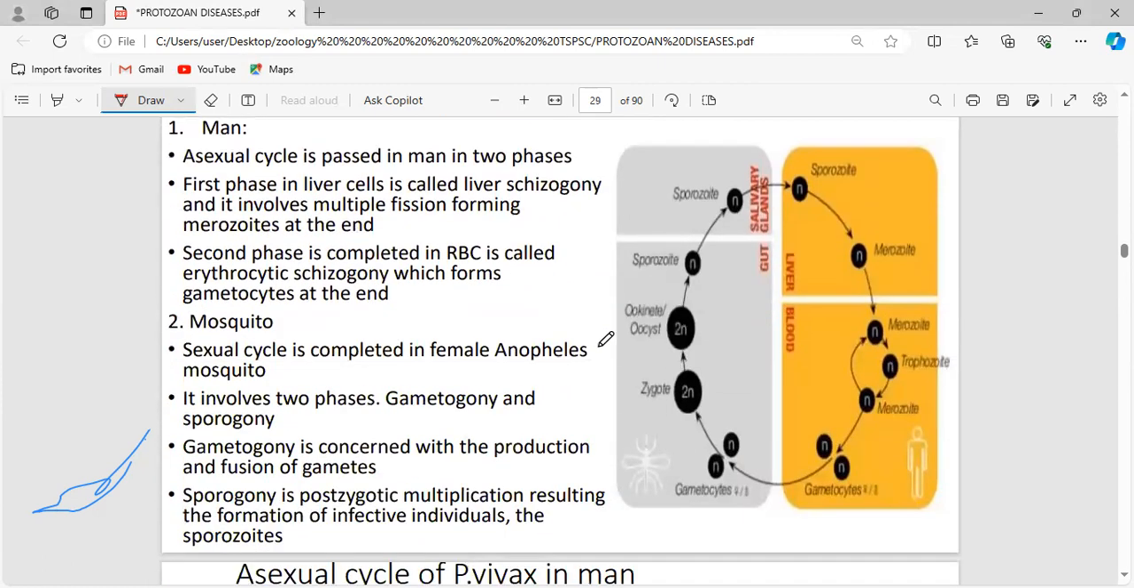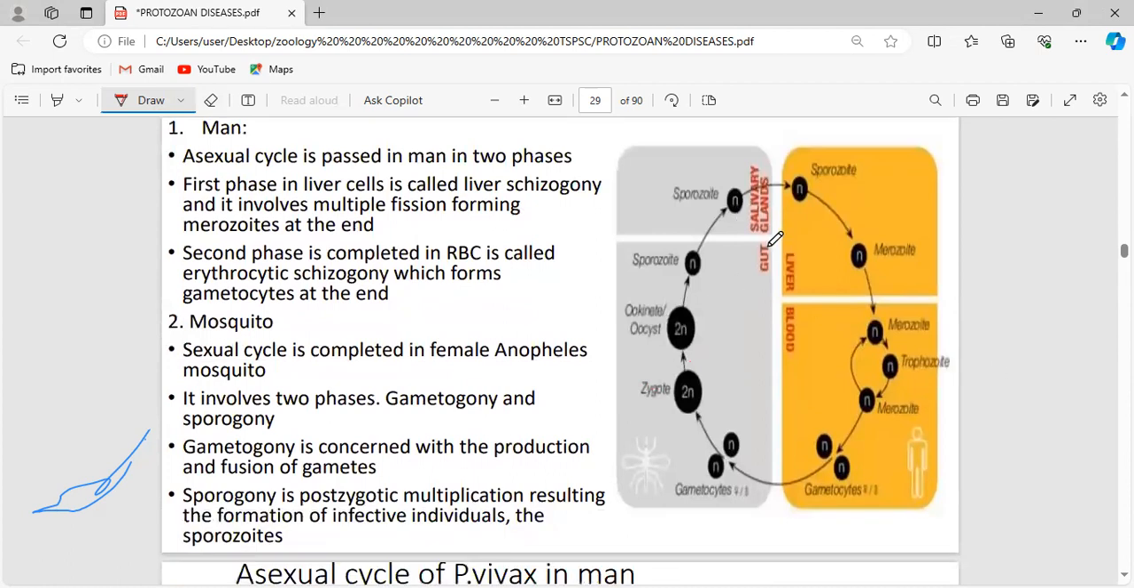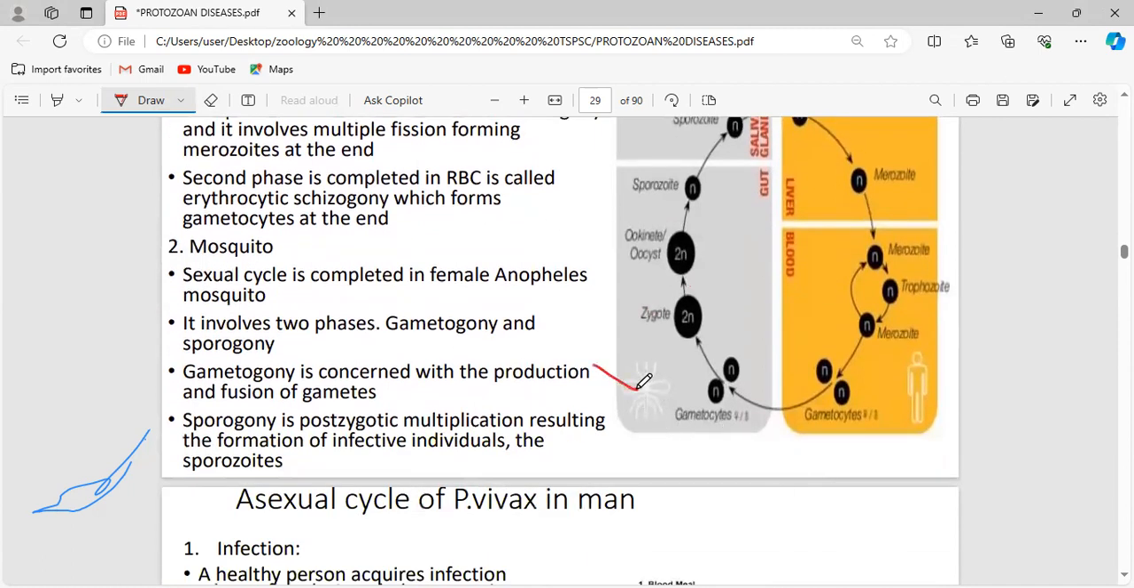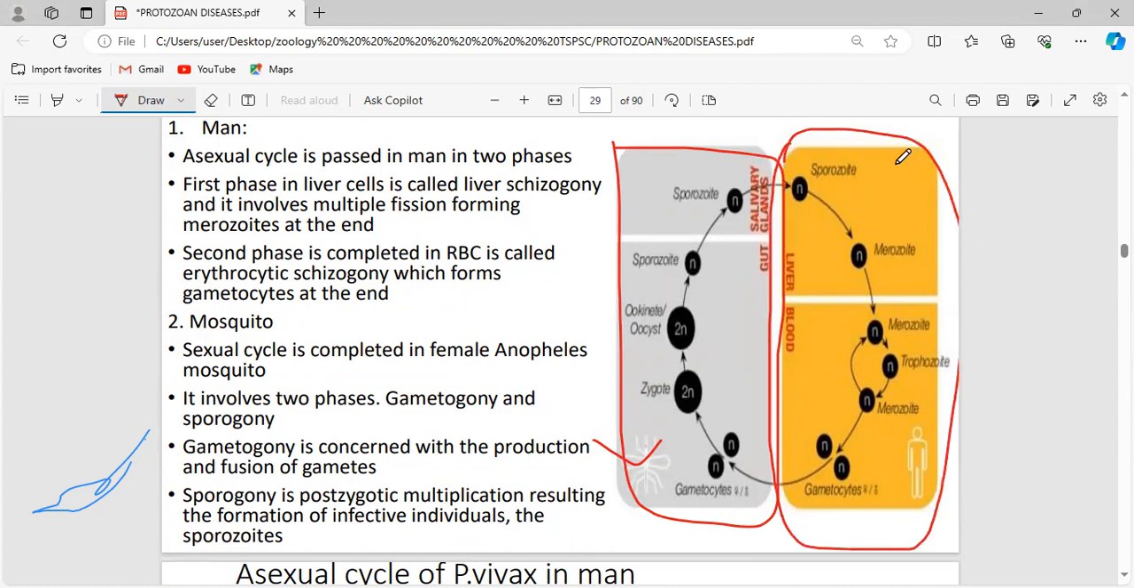So let me explain this diagram. Just remember carefully. If you know this, you can easily answer any question asked with respect to malaria. Consider this area is the mosquito. This is the life cycle where the parasite undergoes changes in the mosquito, and here it is human. Here it is human and here it is mosquito.